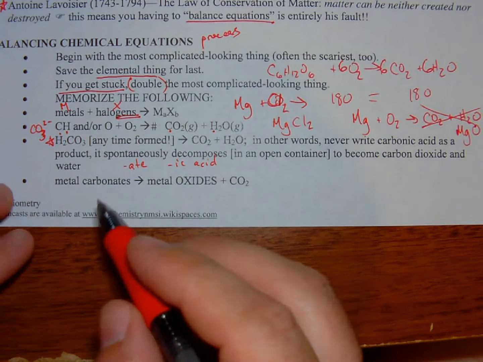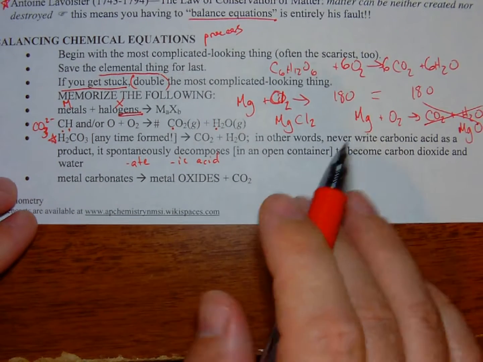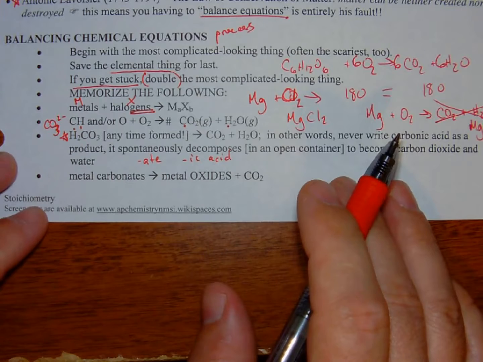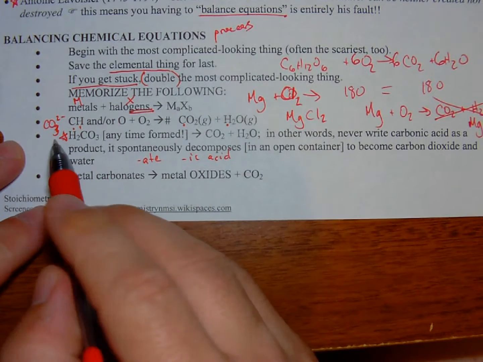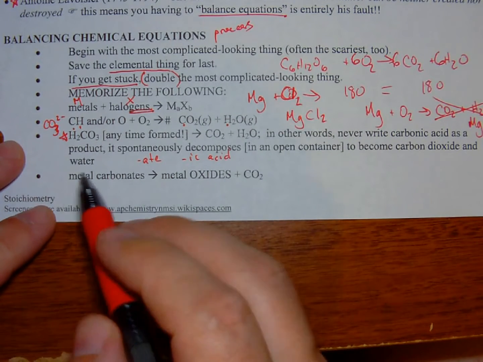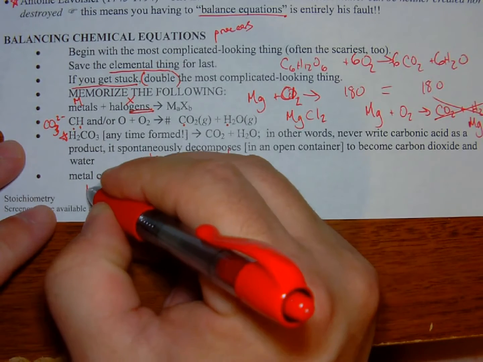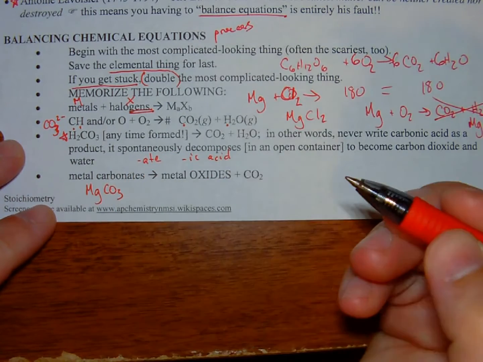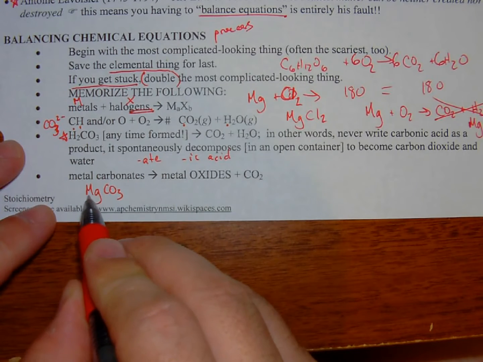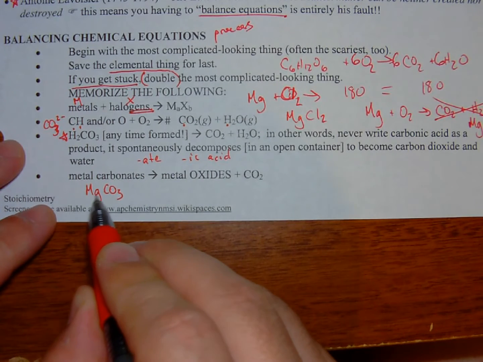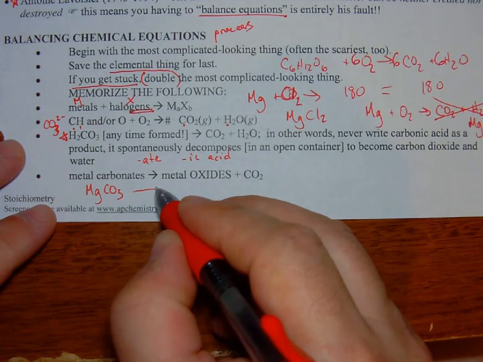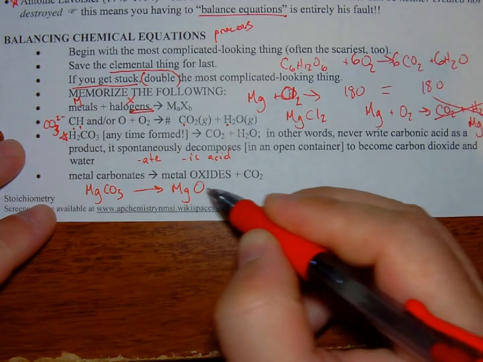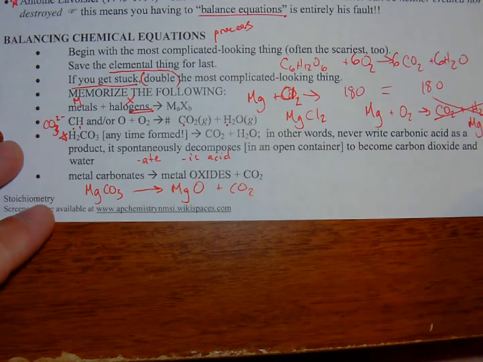Another thing that is helpful to memorize, right? And I say helpful, not absolutely dire, but very, very helpful. Like we read, this is a carbonate, CO3 with -2. Anytime there is a metal carbonate, so magnesium carbonate would be one, any metal can get thrown on here, a metal carbonate will decompose into a metal oxide plus CO2. It's going to be the same metal, obviously.